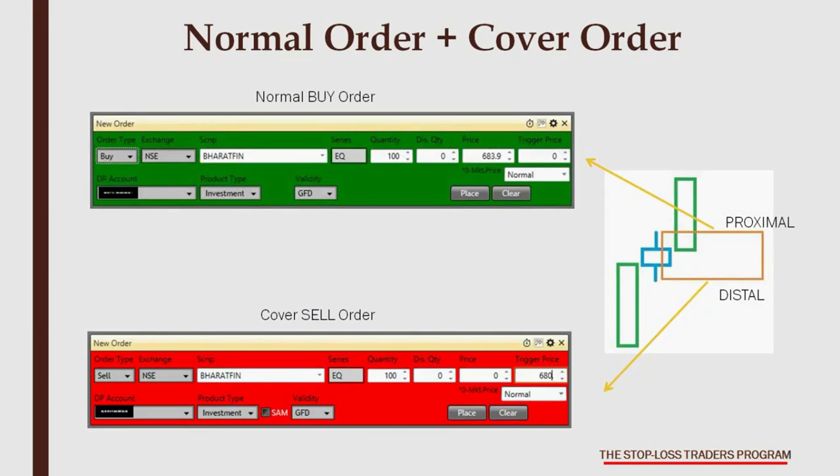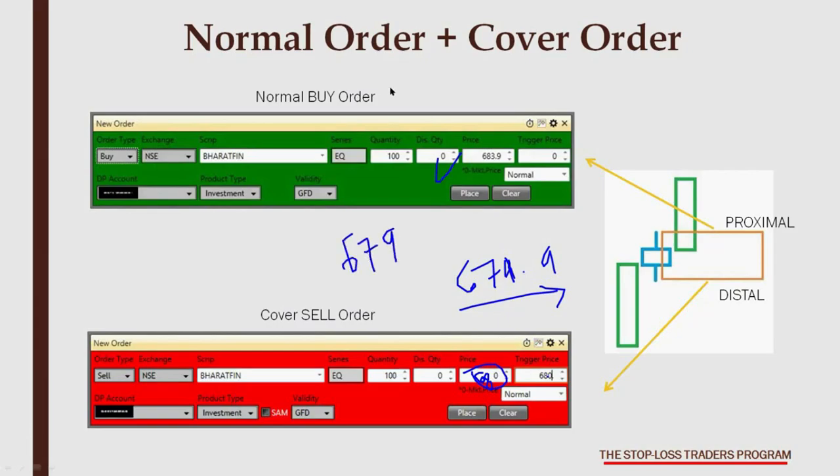This is a demand zone, so why am I placing the order here? Because I have the proximal line here. This is the proximal line, friends, and this is the distal line. So the proximal line is where you're going to place this limit price, and you're going to put in the quantity that you want to take a trade for. So this is a normal order, a simple order with quantity and price. That's it.